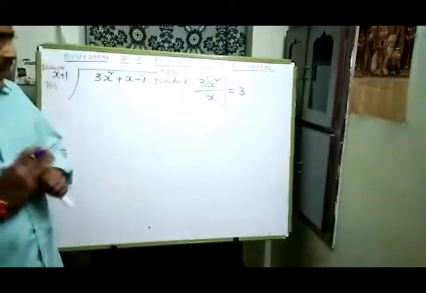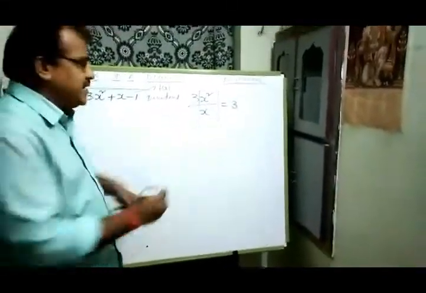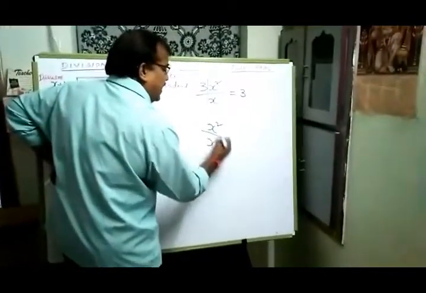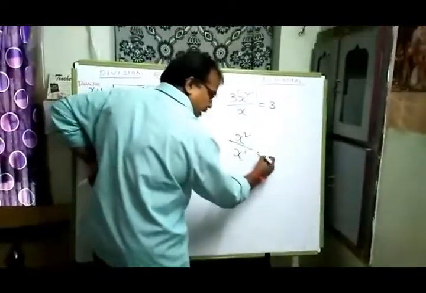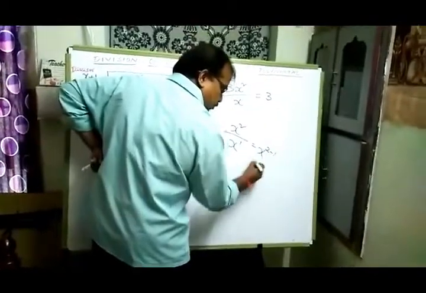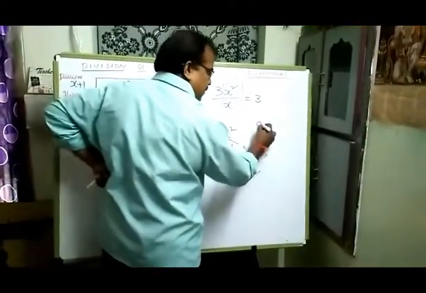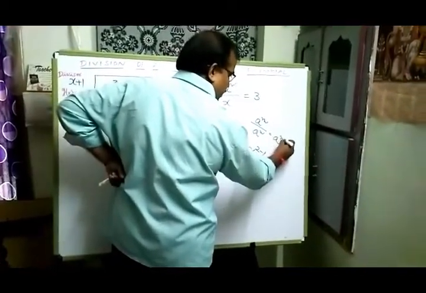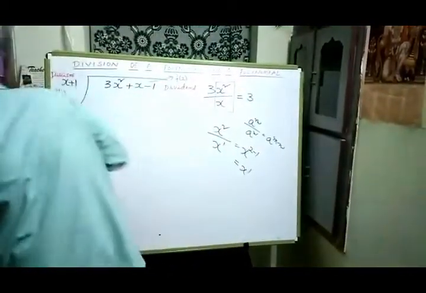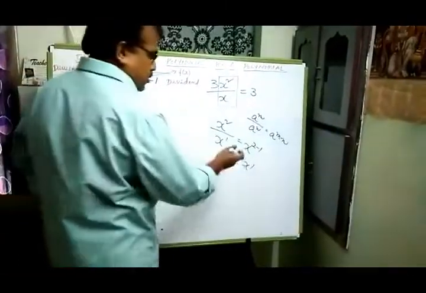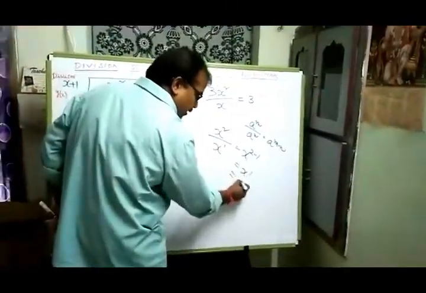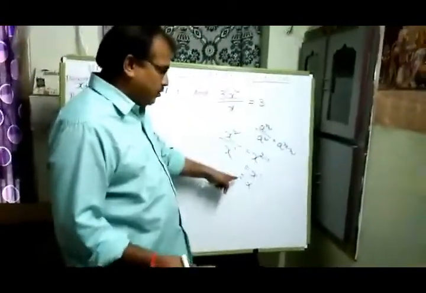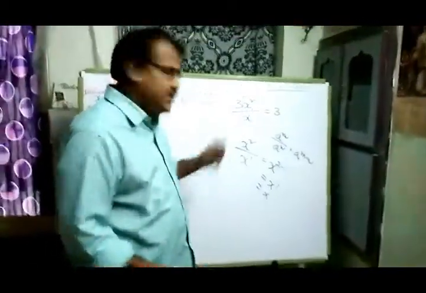X square by x, I already said, x square by x is x to the power of 2 minus 1, which is x to the power of 1. This is nothing but a to the power of m by a to the power of n is equal to a to the power of m minus n. So x to the power of 1 is nothing but x. The answer is x.